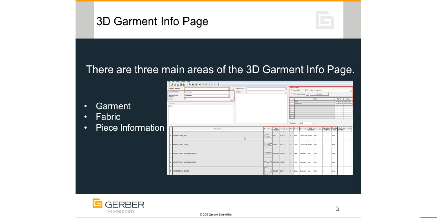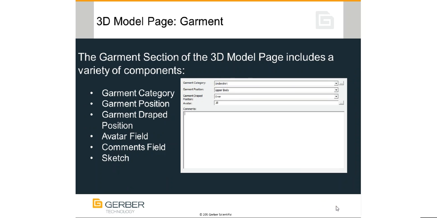There are three main areas of the 3D Garment Info page, which we will cover in detail in this lesson: garment, fabric, and piece information. The first section of the 3D model page is the garment section, which consists of the following components. The garment category field lists different categories of garments, and this list is user-definable by way of a text file accessed using the field lookup button.